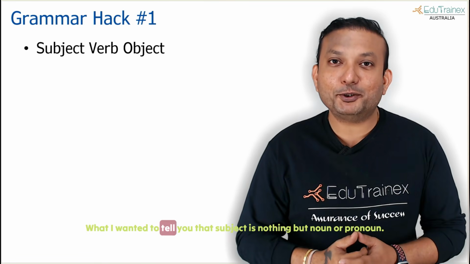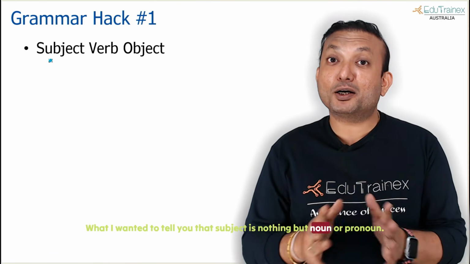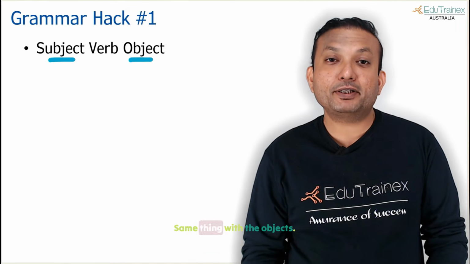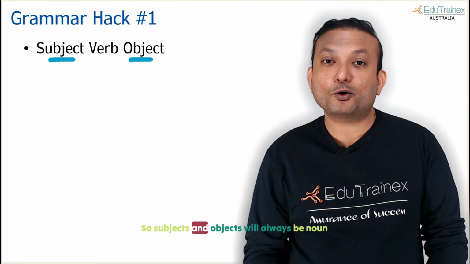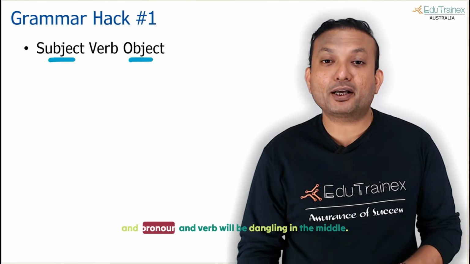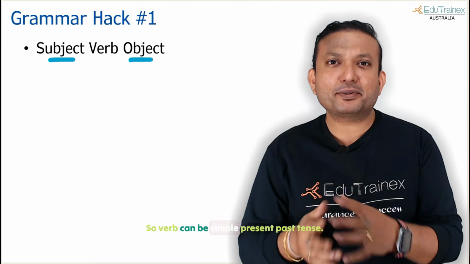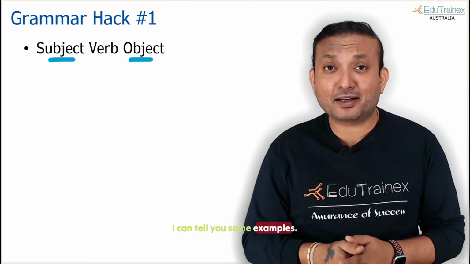What I wanted to tell you is that a subject is nothing but a noun or a pronoun. It will always be a noun or a pronoun. Same thing with the objects. So subjects and objects will always be nouns and pronouns, and the verb will be dangling in the middle. The verb can be simple present, past tense. I can tell you some examples.